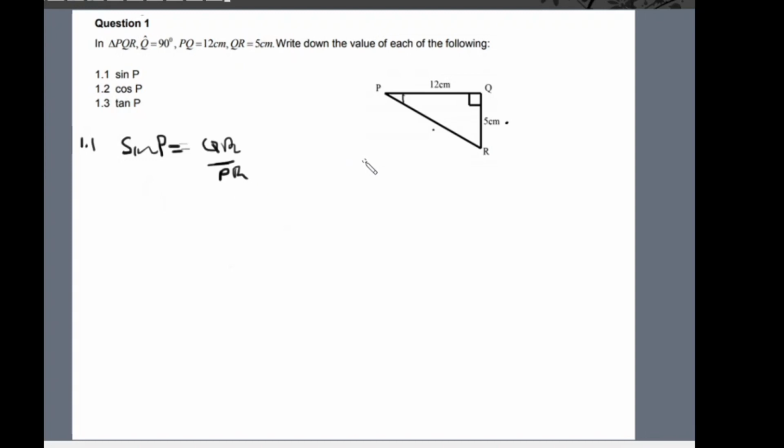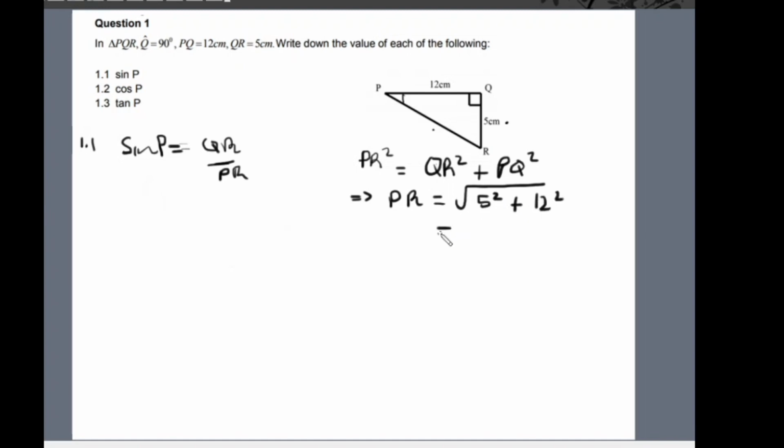So using the theorem of Pythagoras we know that the hypotenuse, which is PR squared, is equal to the sum of the other sides squared, right? So it's QR squared plus PQ squared. This implies that PR is equal to the square root of 5 centimeters squared plus 12 centimeters squared. So this is 13 centimeters.